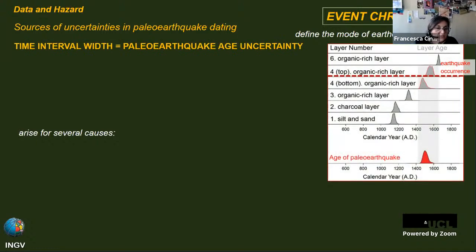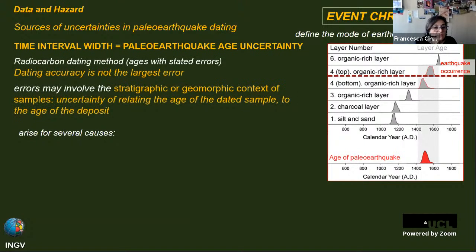For paleoearthquakes, we cannot define a certain age. They are defined by a time interval, and the width of the time interval is the paleoearthquake age uncertainty. So dating: radiocarbon dating is a numerical method, so ages come with stated errors, and dating accuracy is not the largest error. Errors may involve the stratigraphic, as we saw in the example, and the geomorphic context of samples, reflecting uncertainty of relating the age of the dated sample to the age of the deposits, and arise for several causes.